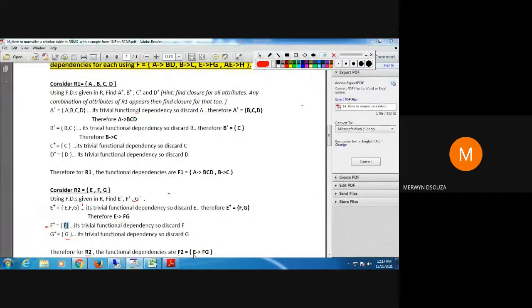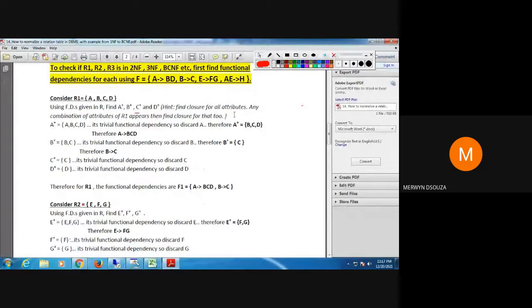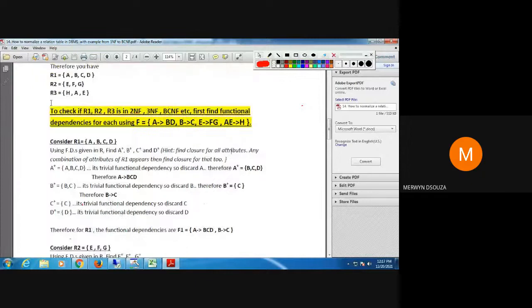So that is the way you will find the functional dependencies for F2. Can you all find out the functional dependencies for R3? Please find out for R3. If you have understood what I am telling you, please find out the functional dependency for R3. This is R3, and this is F. Can you tell me what the functional dependencies for R3 are?